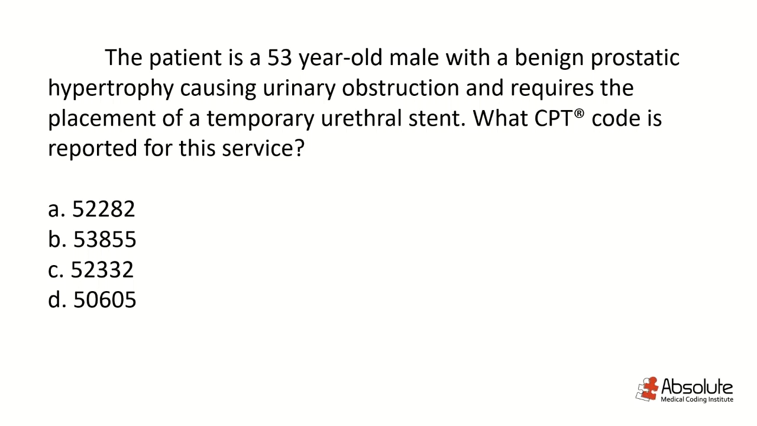Who's read next? Miss Andrea. Come on, lady. Okay, we have A 52282, B 53855, C 52332, D 50605. The patient is a 53-year-old male with a benign prostatic hypertrophy causing urinary obstruction and requires the placement of a temporary urethral stent. What CPT code is reported for this service? You got this, coders.